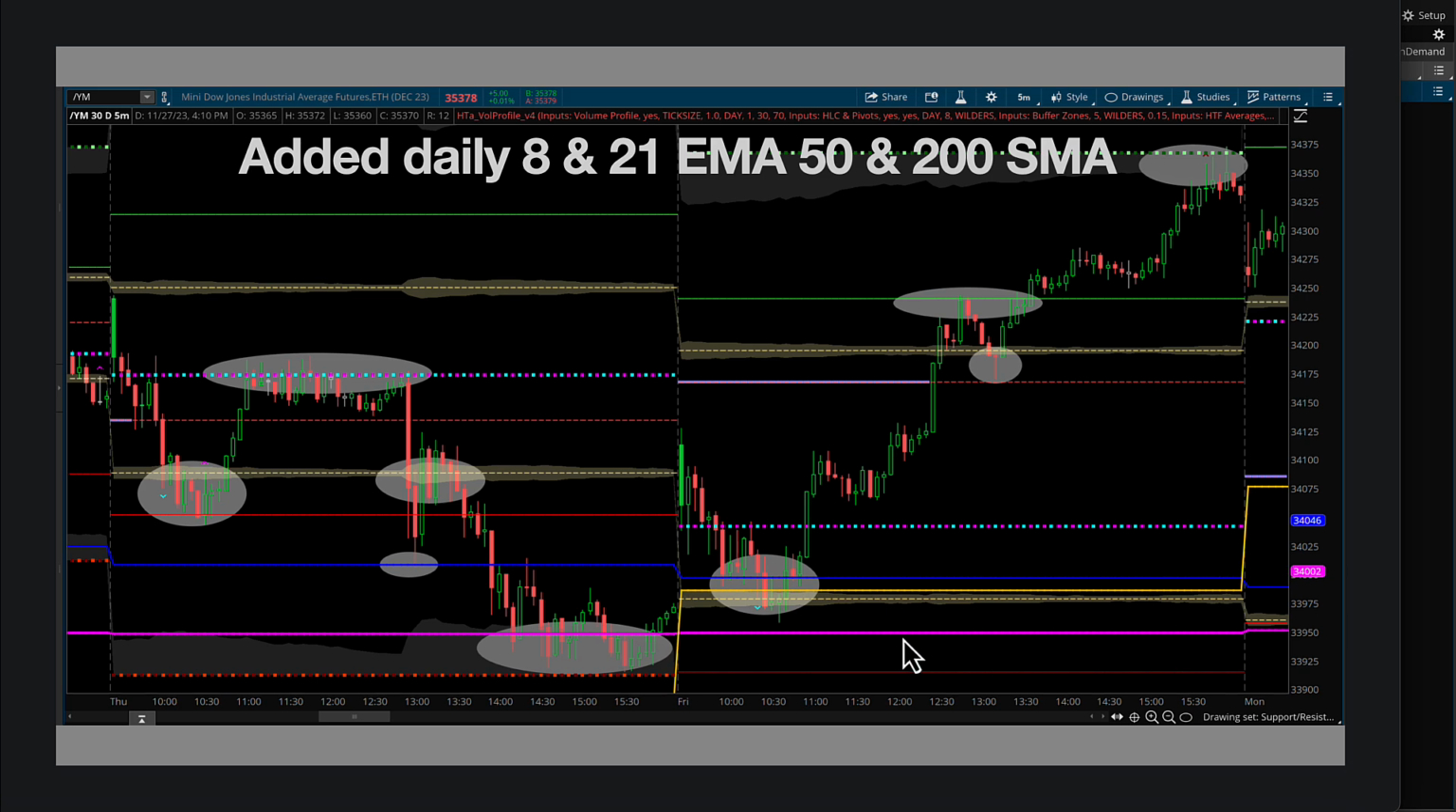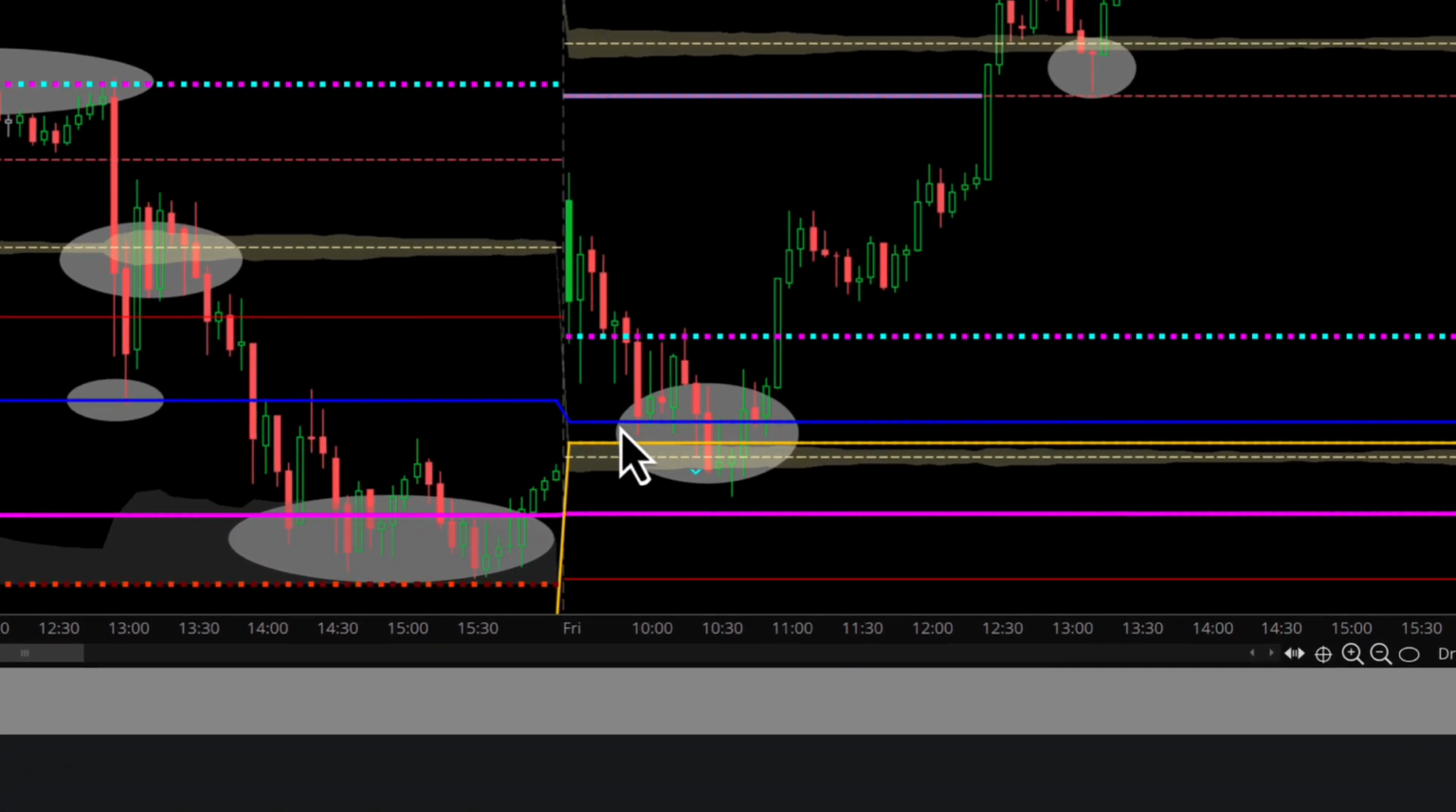So you can see now the confluence. Look at this area right here. The blue line is the 50-period SMA. The magenta line here is the 200-period SMA. That's daily. And the yellow line here is the 8-period EMA. You've got three of these major daily moving averages all grouped together. We call that confluence, and look at how strong that was, and it also coincided with the value area low.